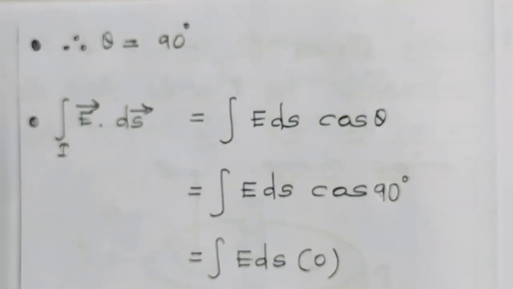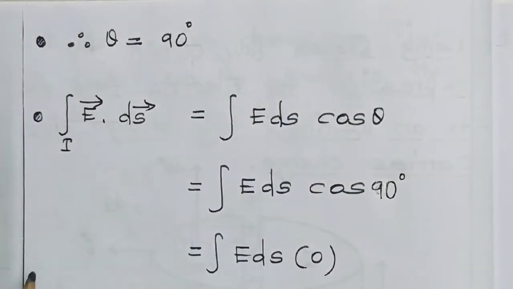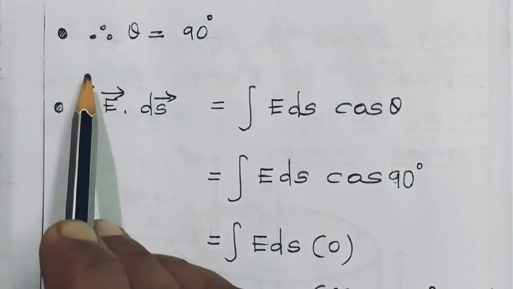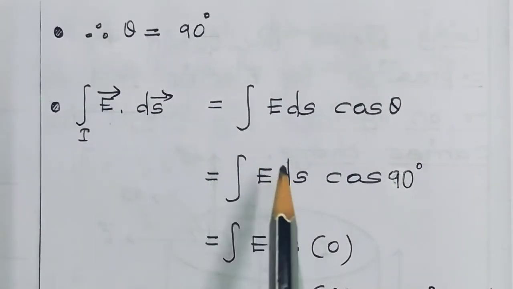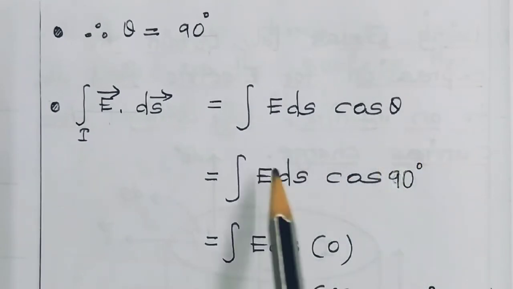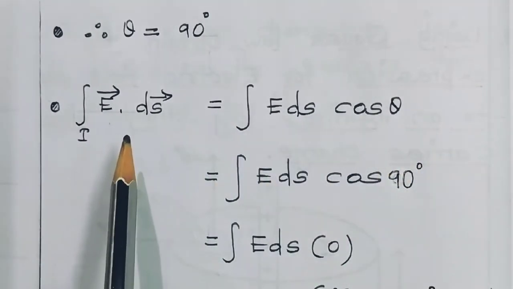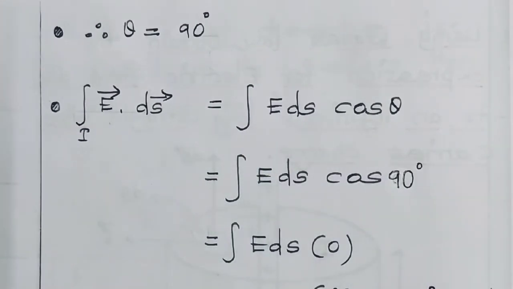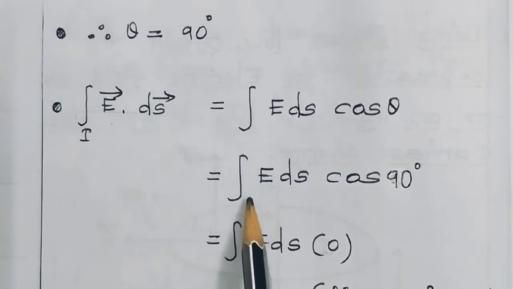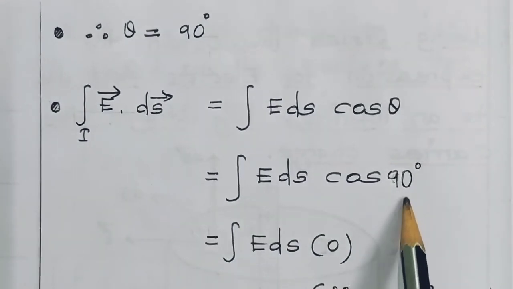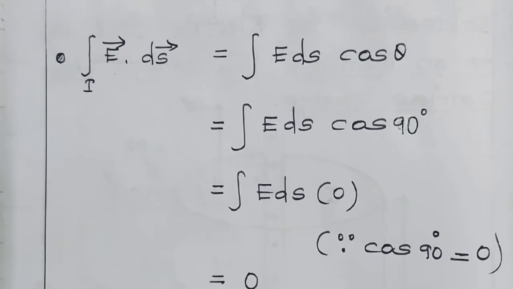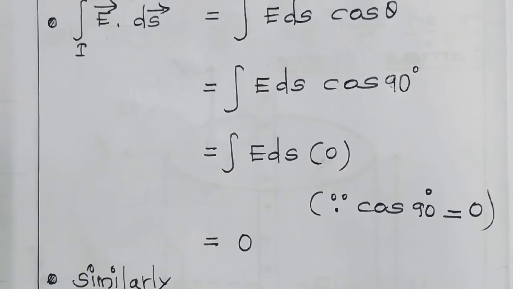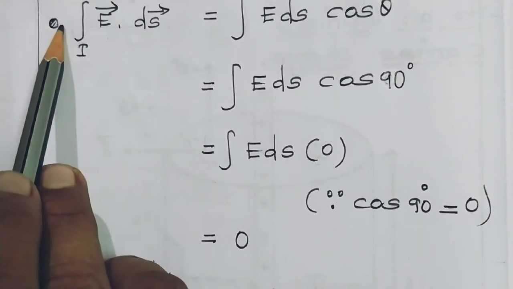That's what I have written here. So the angle is 90 degrees. Now let us take region 1. Integral of E vector dot ds vector is equal to E ds cos theta. This you have known because A vector dot B vector is equal to AB cos theta, the mathematical formula. So in the next step I have substituted the value of theta, 90 degrees. Cos 90 is equal to 0. So everything becomes 0.